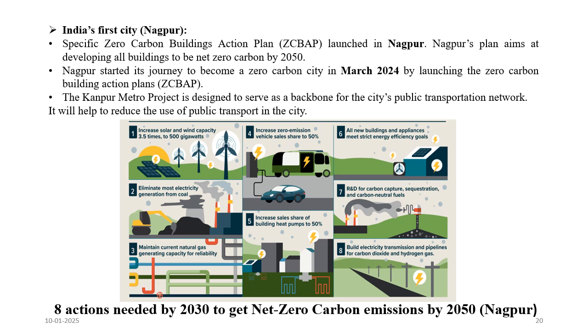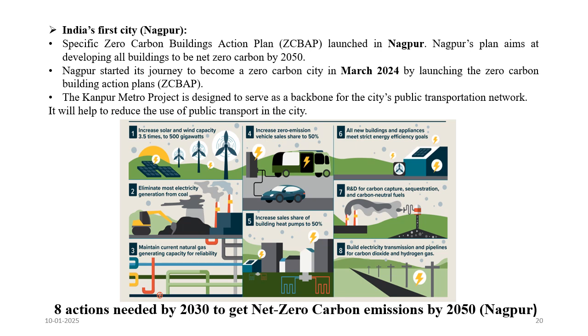Third case study is Nagpur. It is India's first city that plans to become zero carbon city till 2050. Nagpur launched zero carbon building action plan by March 2024, which reduces the carbon emission from buildings. Kanpur metro project is the backbone of India's public transportation.